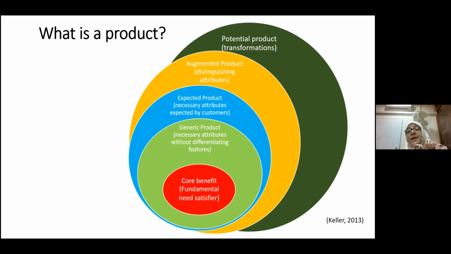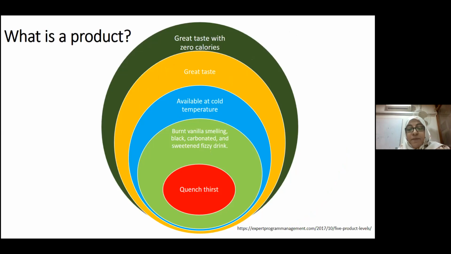So that is why these levels, the core benefit, the generic level, the expected level, the augmented level, and the potential level, they are all concerned with the product itself. Okay? Any questions? Okay. Moving forward with a specific example, okay?